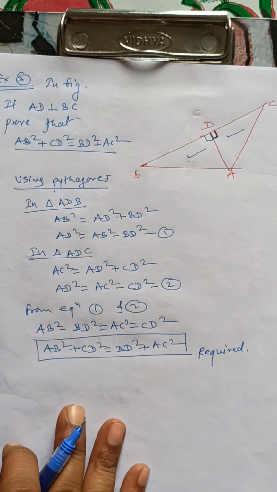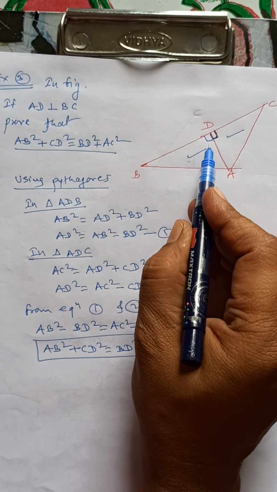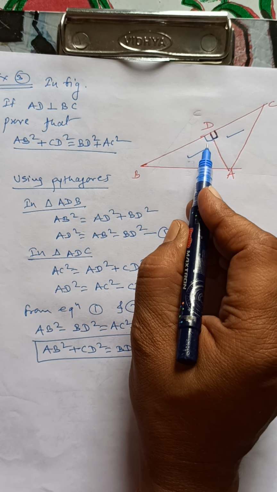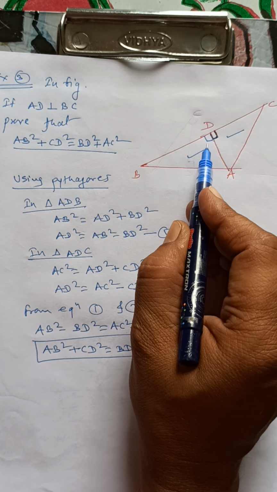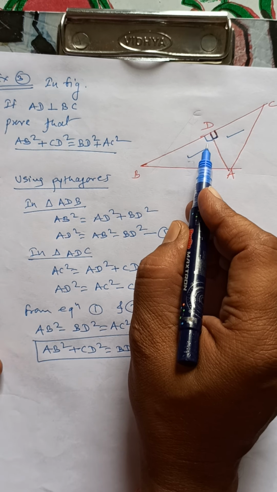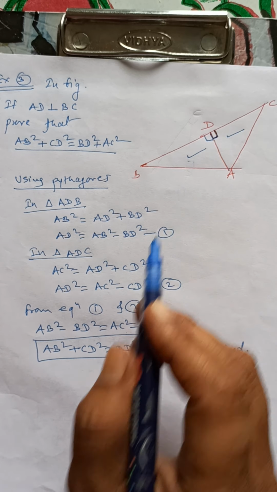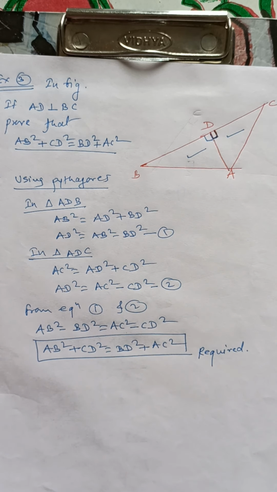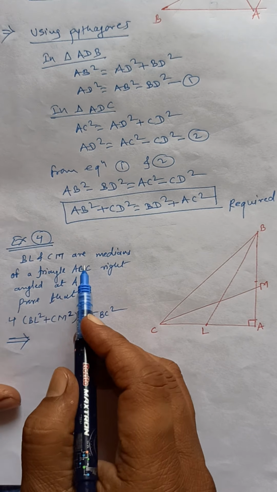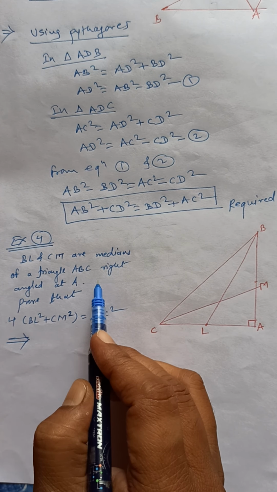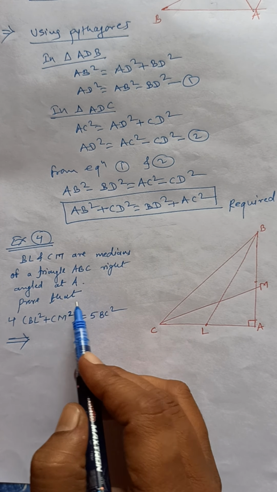So whenever a right angle comes in the picture in the triangle, you can use the Pythagoras theorem, or theorem number 6.7. Again we will see one more interesting example. See the fourth example.